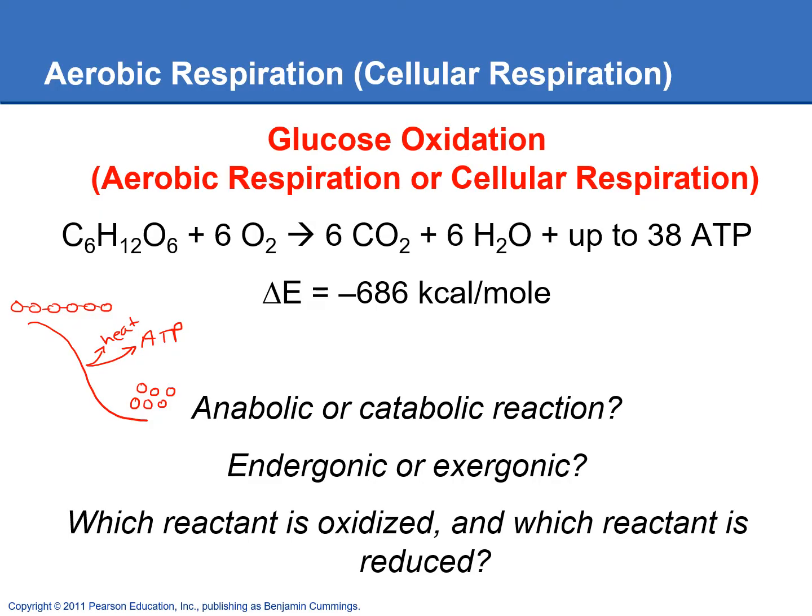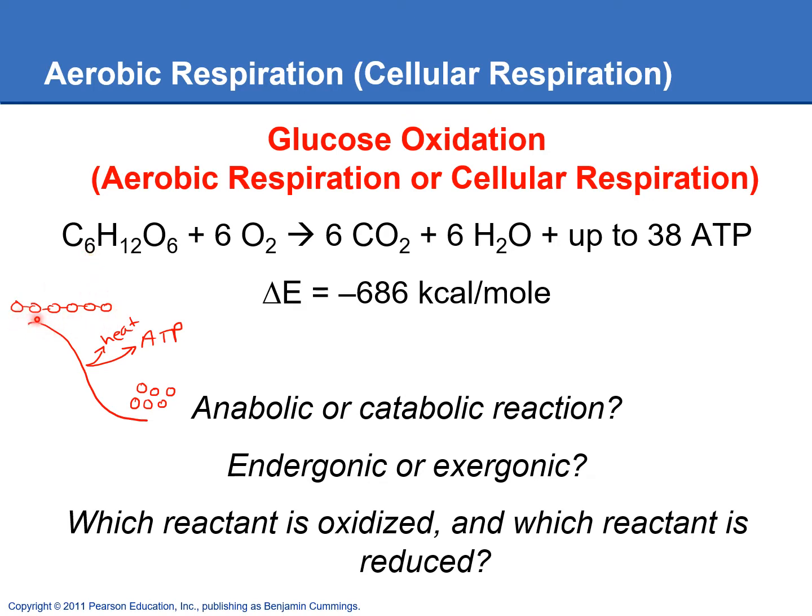Aerobic respiration is also called cellular respiration. Here's the chemical reaction. We're going to start with our two reactants, glucose and oxygen. The glucose we're going to break apart into carbon dioxide, and the oxygen will get turned into water.